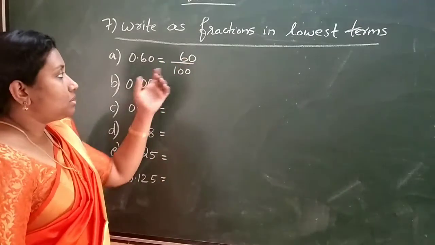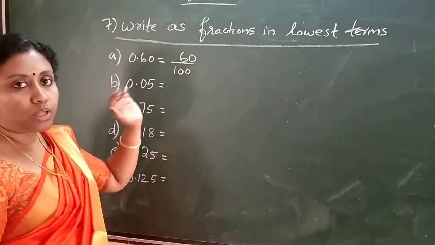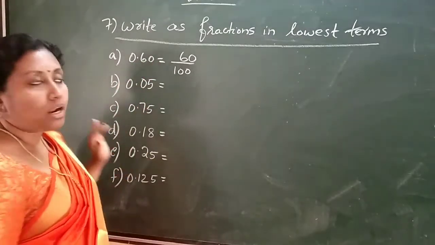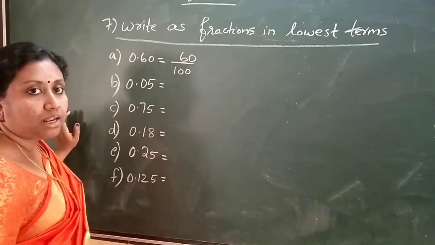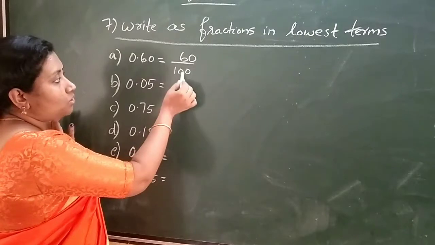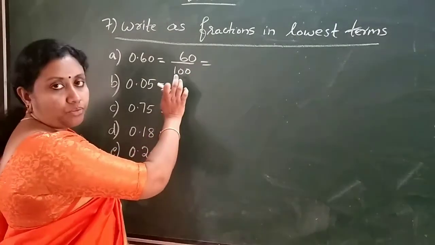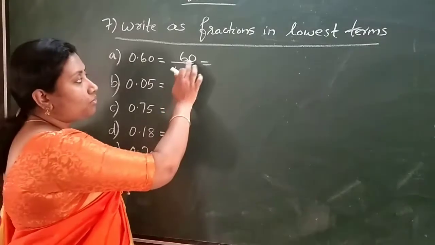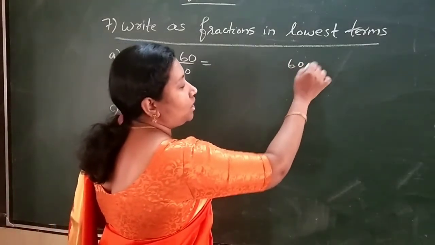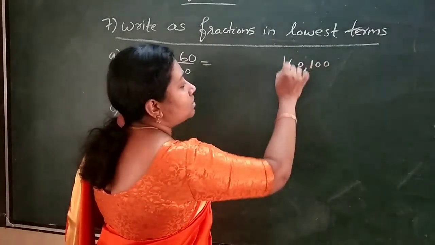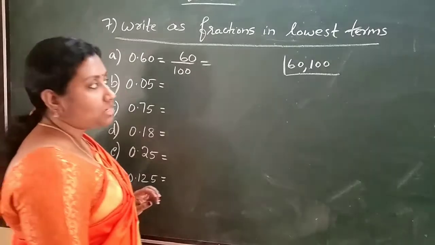This is the fractional form of 0.60. That means 60 divided by 100. After the decimal point, only 2 digits are there, so the denominator is 100. Then you find the simplest form of this fraction. How do you find the simplest form? This is the easy way to find the simplest form of the given fraction, that means finding the HCF.